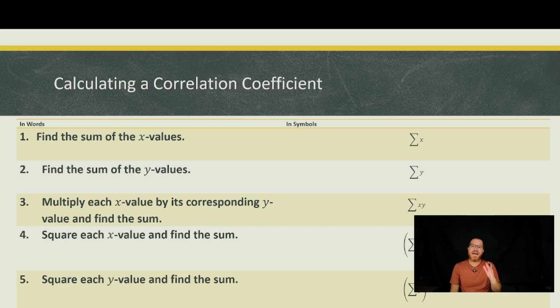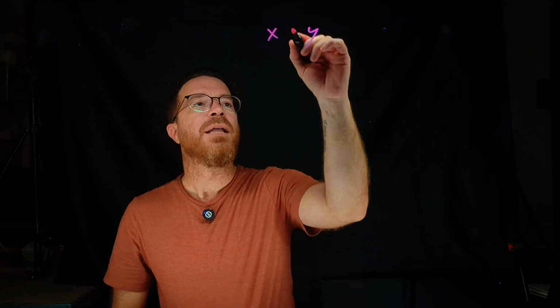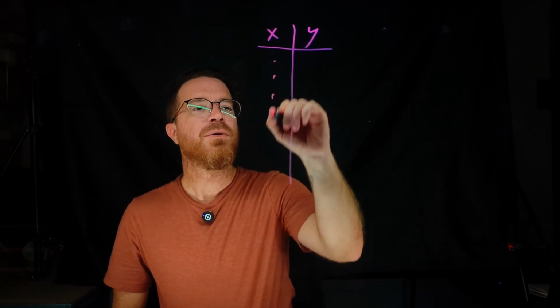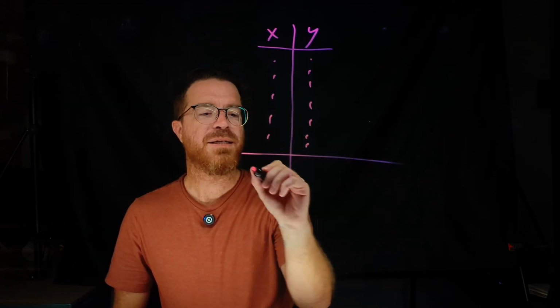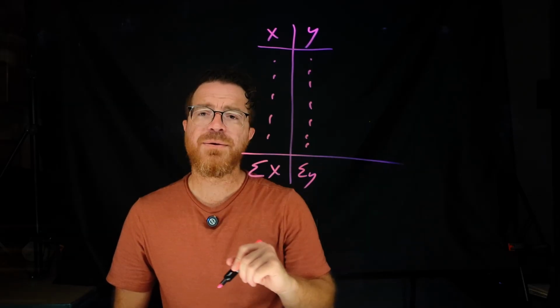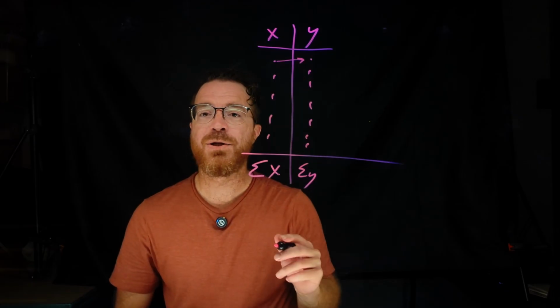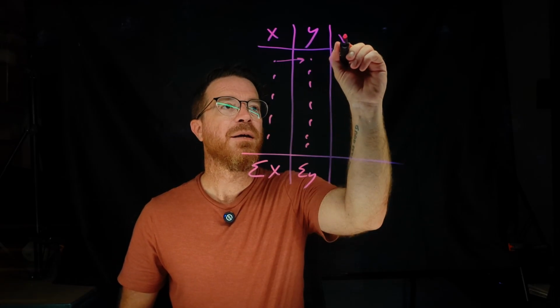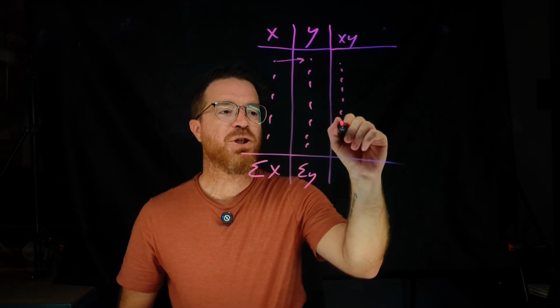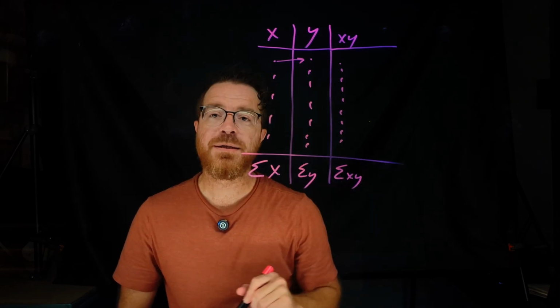So now let's talk about how we actually calculate this correlation coefficient. Normally, what we're going to do is have a table set up with all of our data. You're going to have your X values and your Y values. Then we're going to calculate the sum of those X values, and then the sum of our Y values. The next step is we're going to take every one of these X values and multiply it by its associated Y value. So this will be X times Y, and we will get one value for every single ordered pair. And then we will take the sum of our X times Y values.